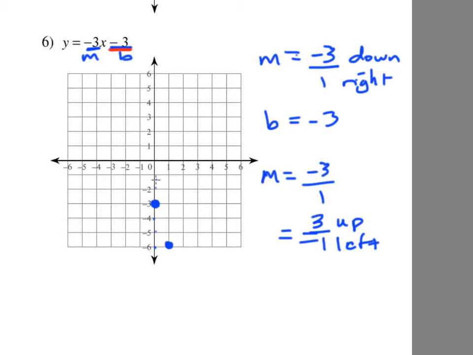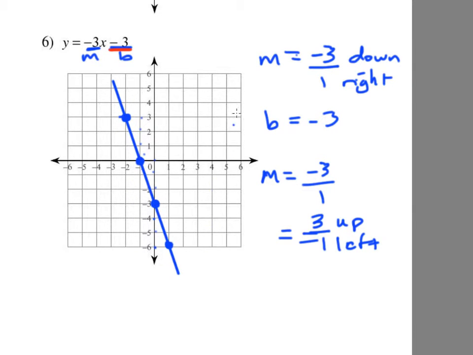So watch this. 1, 2, 3, left 1. That's really all you need to do. If you want to keep going, that's fine. Up 3, 1, 2, 3, left 1. You see it keeps making that same perfect line. So let's go ahead and finish this up. We're going to make a straight line with our ruler.